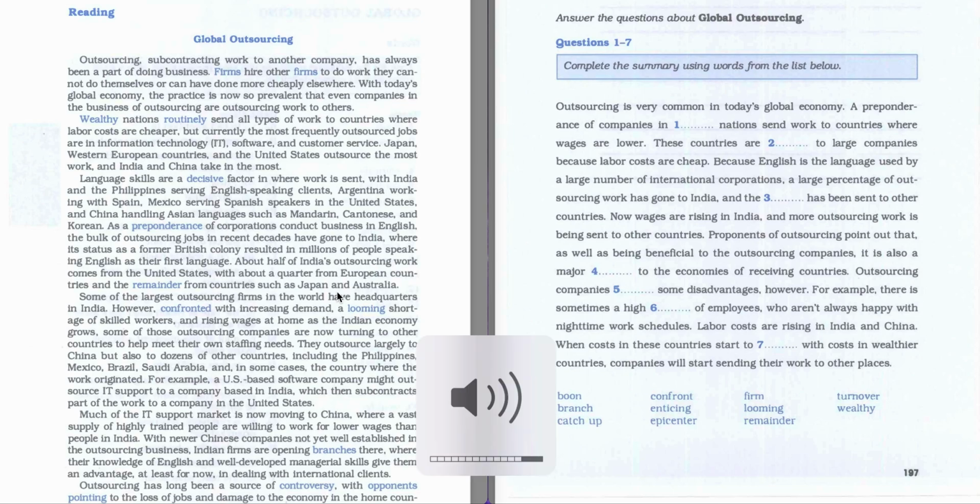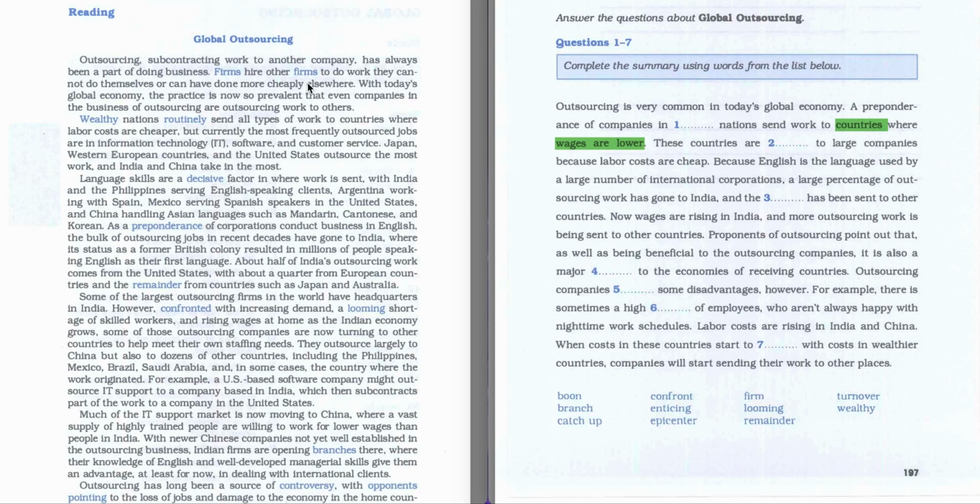So let's read the text and let's try to find answers to these questions. Missed words. And we have these missed words below the text. So let's read the text. Outsourcing is very common in today's global economy. A preponderance of companies in some nations send work to countries where wages are lower. They were just saying about countries where wages, salaries, are lower. So this is going to be our keywords.